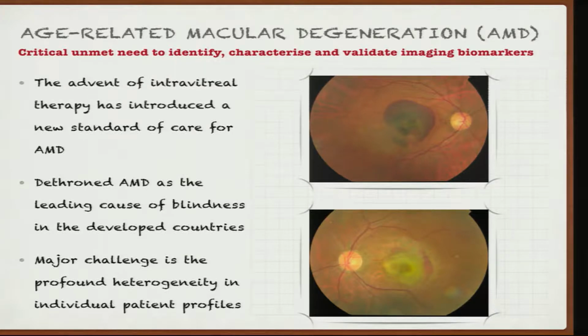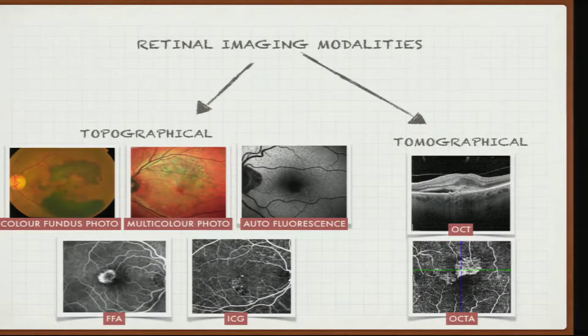Advent of intravitreal therapy has changed the way we look at AMD, and it has rethrown AMD as the cause of blindness in all the developing world. But we have to keep in mind the challenges of the heterogeneity in individual patient profiles. I classify the imaging modalities into topographical and tomographical. Topographical being the photographs, autofluorescence, and the angiograms, and the tomographical, the OCT and the OCTA.